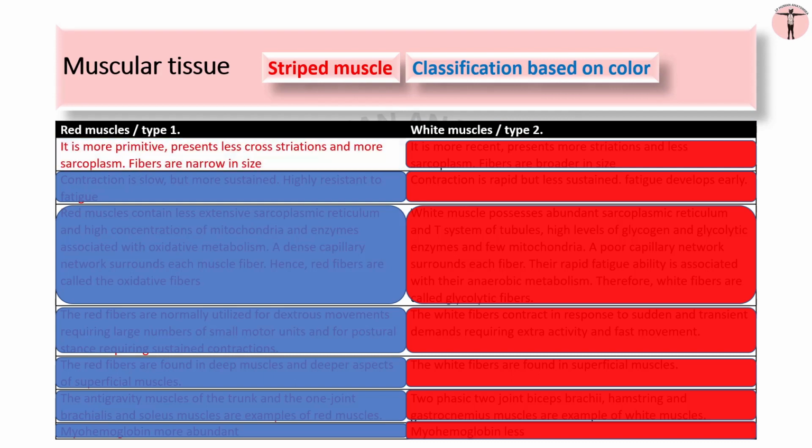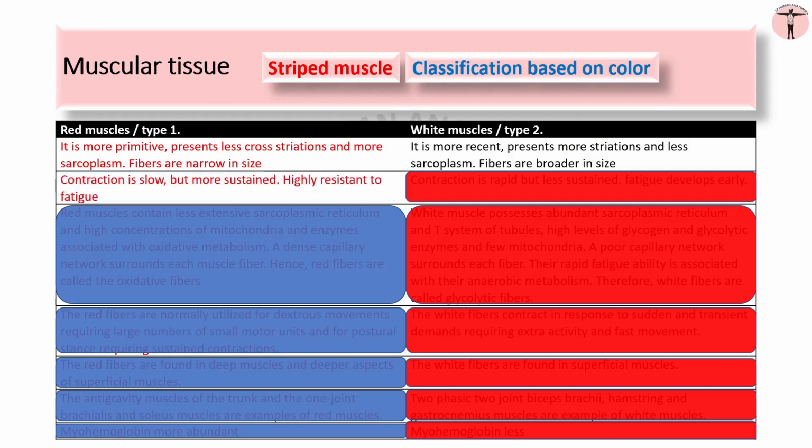Red muscle is more primitive, presents less cross striations and more sarcoplasm. Fibers are narrow in size. White fibers are more recent, presents more striations and less sarcoplasm. Fibers are broader here. In red muscles, contraction is slow but more sustained.